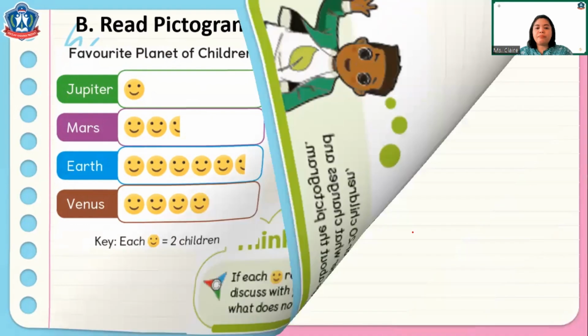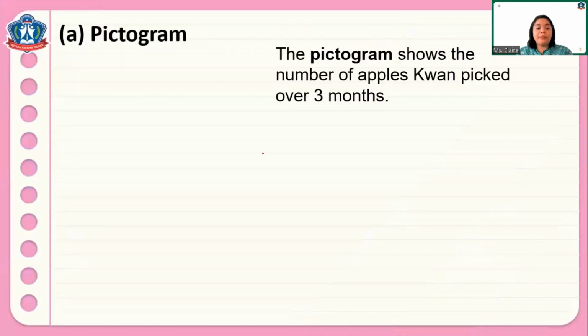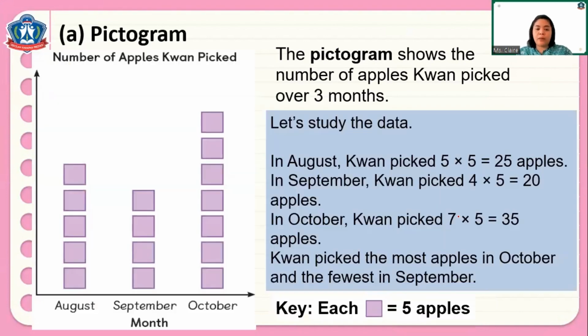Now, I have here another problem, children. This is a pictogram showing the number of apples one picked over 3 months. The key here means each box means 5 apples. In August, one picked how many? There are 5 boxes. Means this is 25 apples. In September, we have 4 boxes. 4 boxes times 5, 20. Means 20 apples.